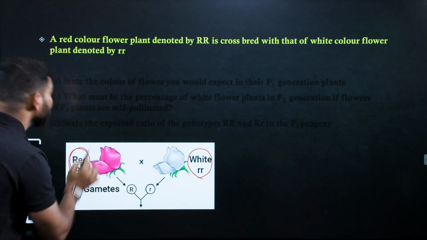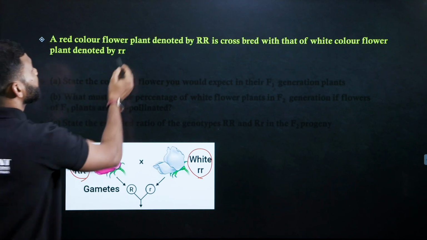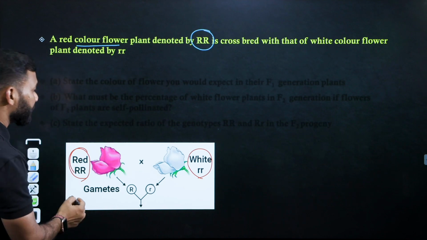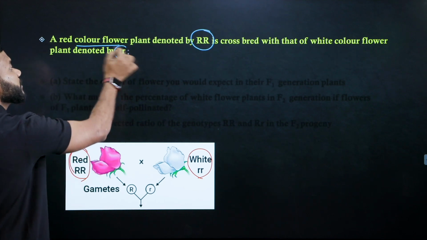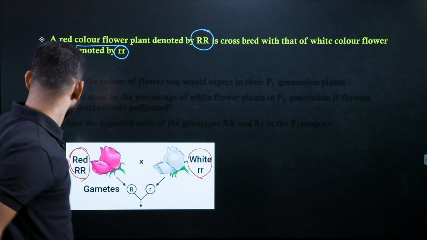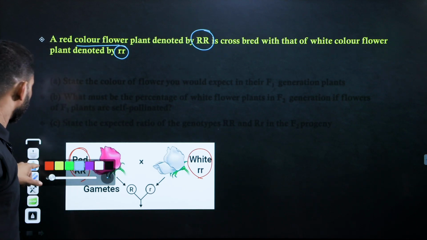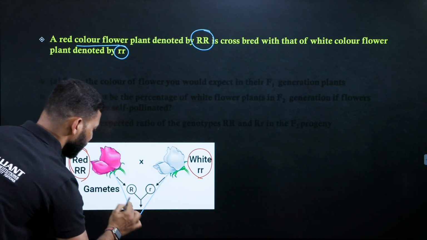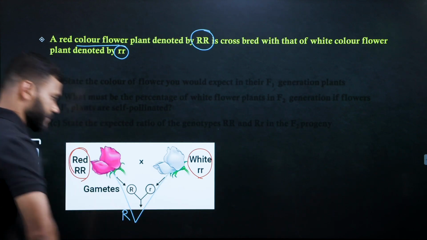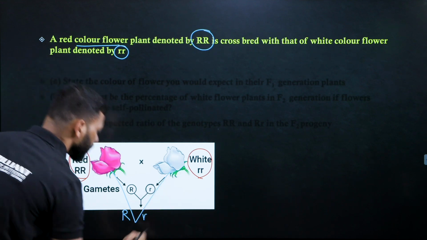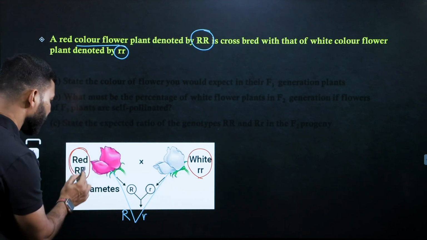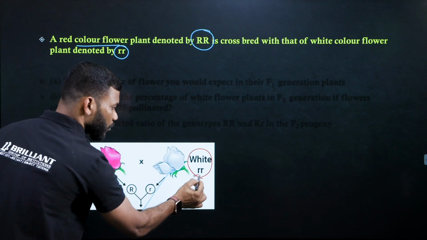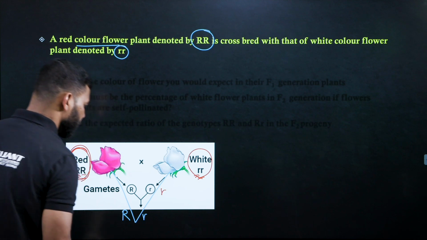Now here, in this case, what is the gene? Here we clearly said the red flower gene is denoted as capital R, and the white one is small r. Now what is going to happen? When we cross it, from here capital R comes, and from here small r comes. Because this one has both alleles capital R, and here it is small r, so only small r comes from here.